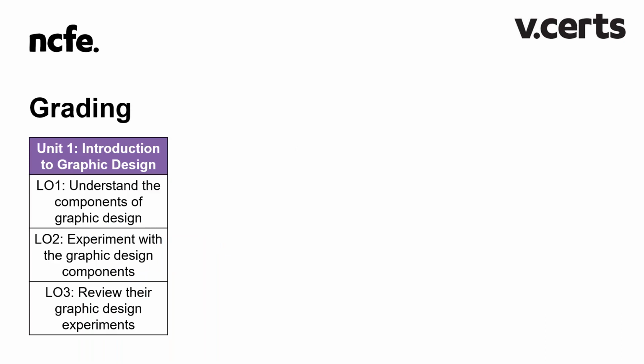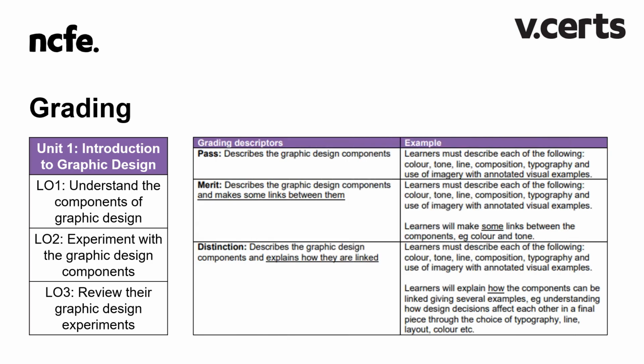Now let's look at the marking and grading, and it's probably easiest done with an example. There are 4 units in the qualification, and within each unit there are learning outcomes. Each of those learning outcomes will need to be assessed and graded. So for the first learning outcome in graphic design, these are the grading descriptors. In this case, a pass is describing the graphic design components, but for a distinction, you must explain how they are linked. Then for learning outcome 2, there will be some different grading descriptors, and likewise for learning outcome 3.